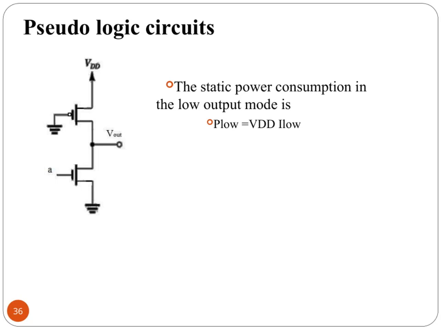Here, we're looking at pseudo-logic circuits and focusing on their static power consumption when operating in the low output mode. The equation P_low equals VDD times I_LO represents this power consumption. Essentially, this tells us that the static power dissipated is directly proportional to both the supply voltage and the current when the output is low. Understanding this relationship is crucial for optimizing circuit design to minimize power use in standby or inactive states.